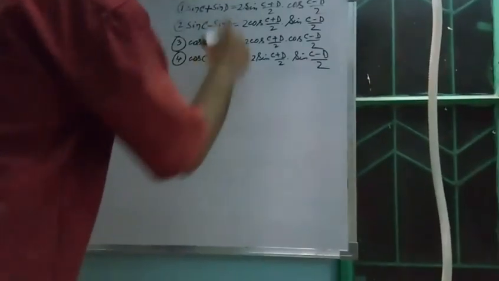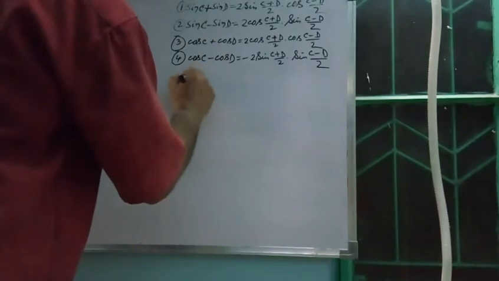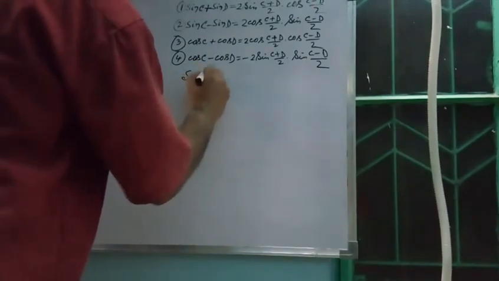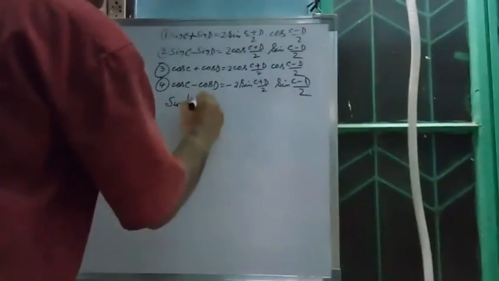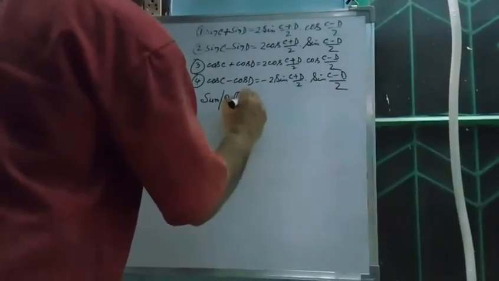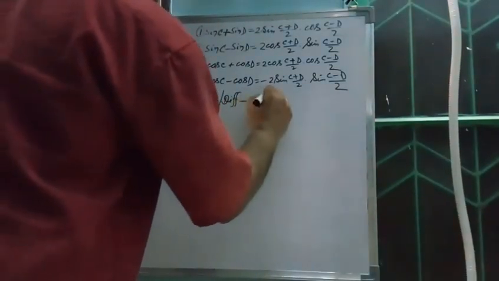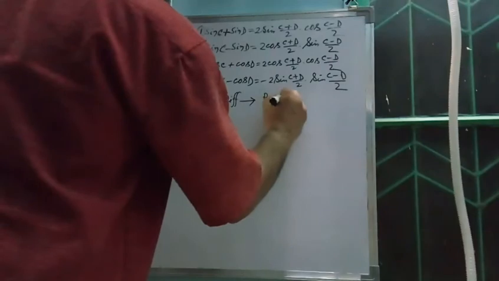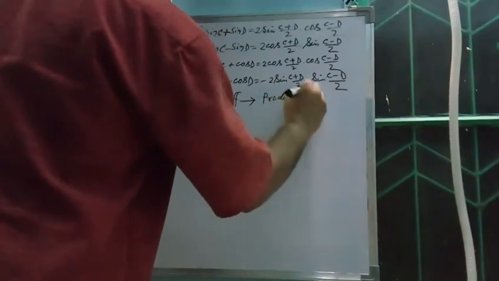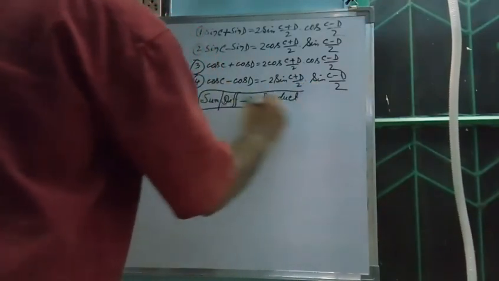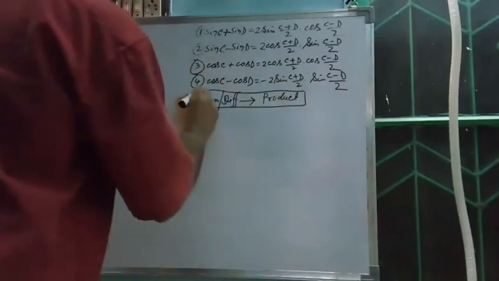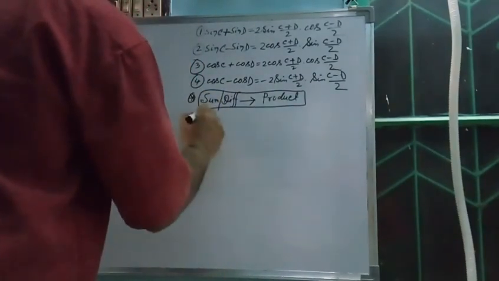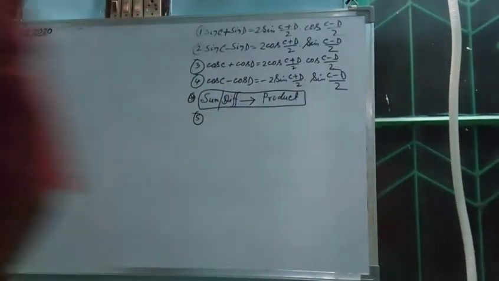So what are the uses of these formulas? Sum or difference will be transformed into product. This is the use. Similarly, formula number 5.